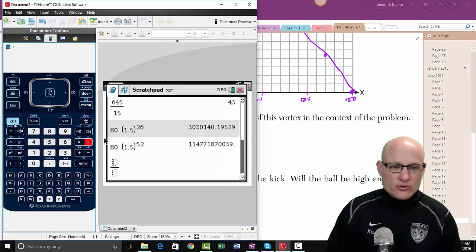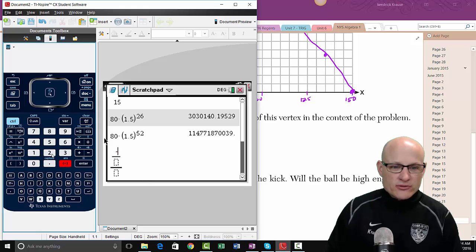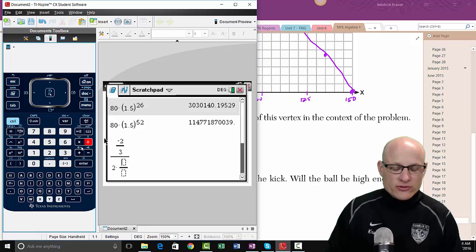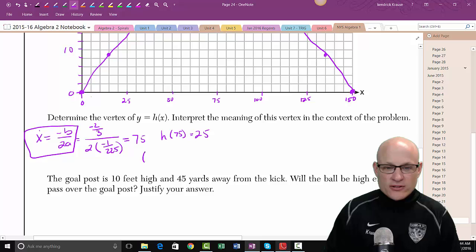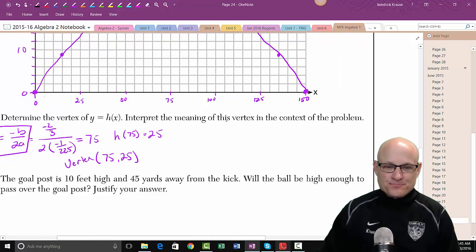Control division, negative 2 over 3, over 2 times control division negative 1 over 225. Enter: 75. So this is equal to 75, and then h of 75 is 25. You can plug that in. So the vertex is 75, 25. Now it says, explain or interpret the meaning of this.